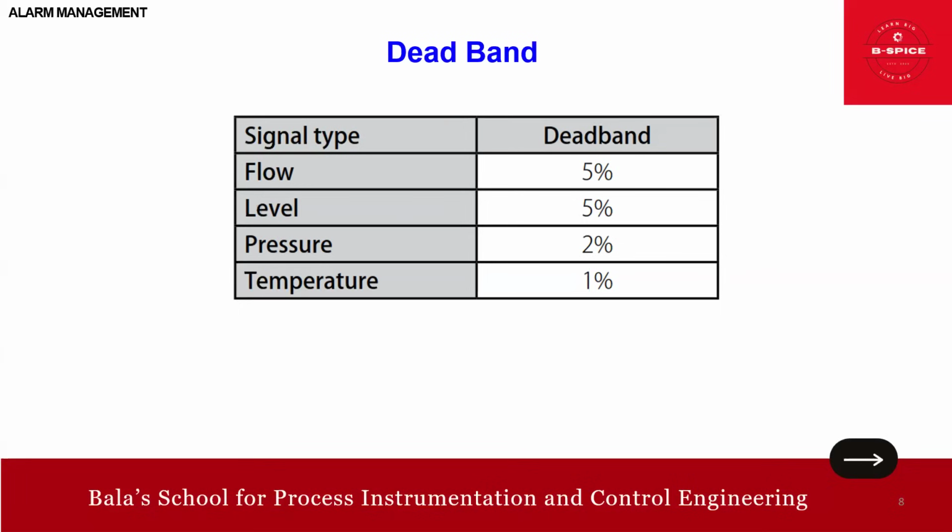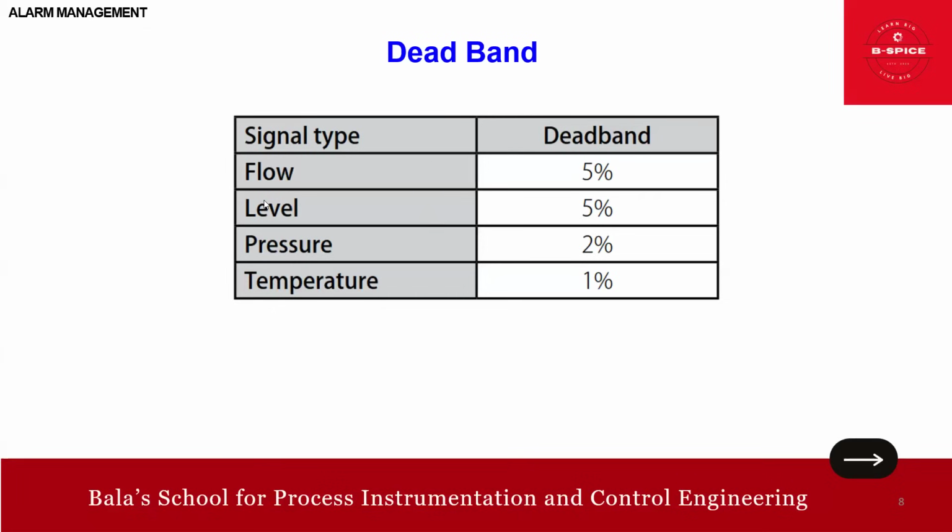With deadband, for example a 2-degree deadband, the alarm triggers when the temperature rises above 100 degrees. The alarm stays active until the temperature drops below 98. So here the deadband is like this, and there is no frequent on and off, the fluctuation.